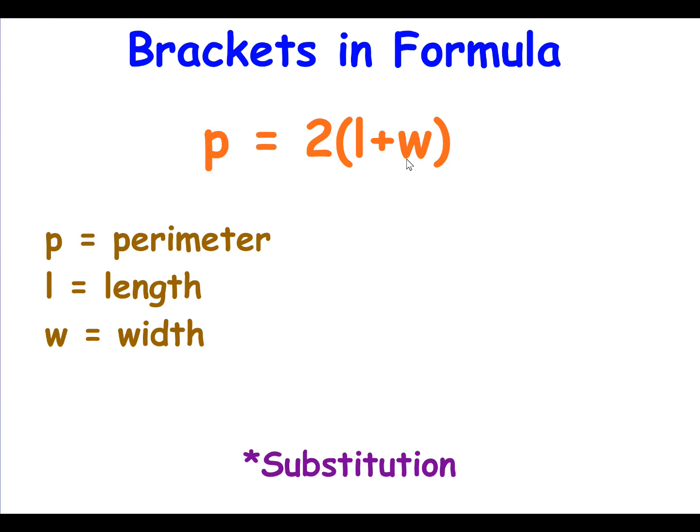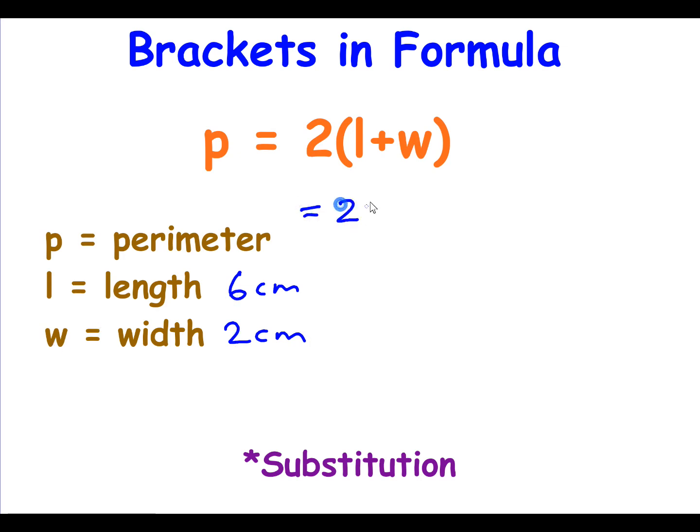Again, I now understand what this formula is about, but I can't do much with it until you tell me what the length and width are so that I can work out the perimeter. If I tell you that the length of our rectangle is 6 centimeters and the width of our rectangle is 2 centimeters, I can swap the letter L for the number 6 and W for the number 2.